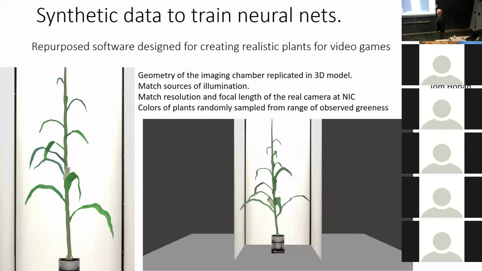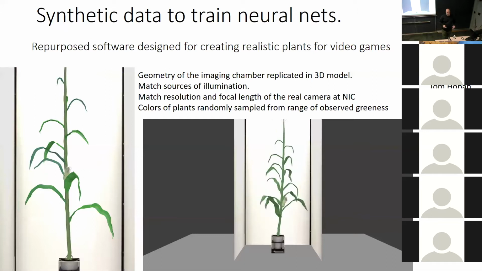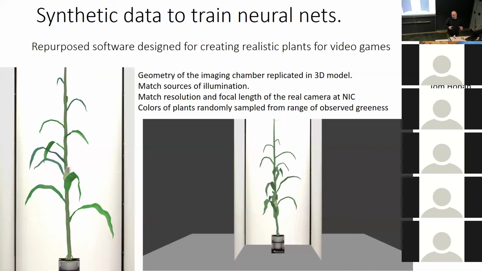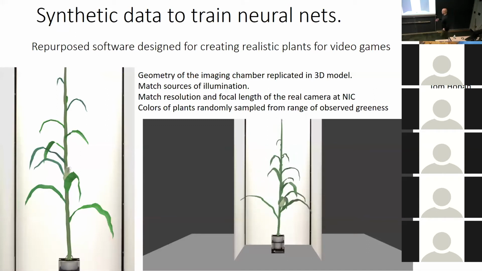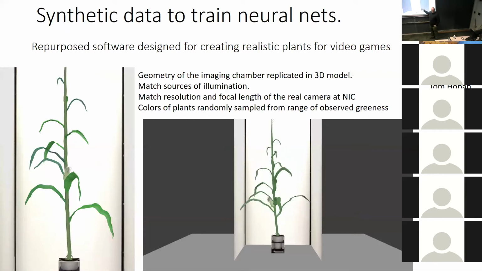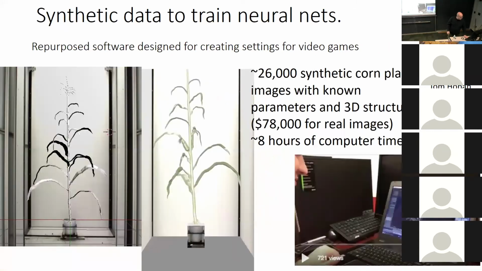So this is work actually by an undergraduate in my lab, Tom Hoban, who took software that was originally designed to make the 3D models of plants for video games and used this to create models of corn plants, which he could insert into a semi-accurate replication of the same chamber we were collecting real plants from. So in a matter of about 8 hours, he could make about 26,000 of these synthetic corn plants with different parameters and known 3D structures. We worked out what it would have cost to grow these on the actual phenotyping facility. It was about $80,000 worth of data.